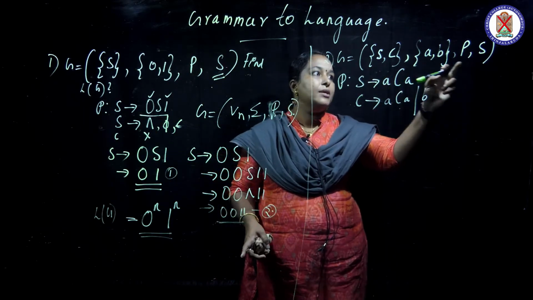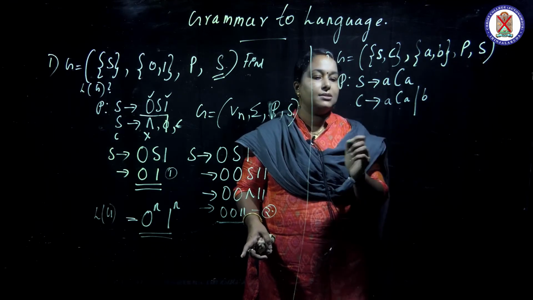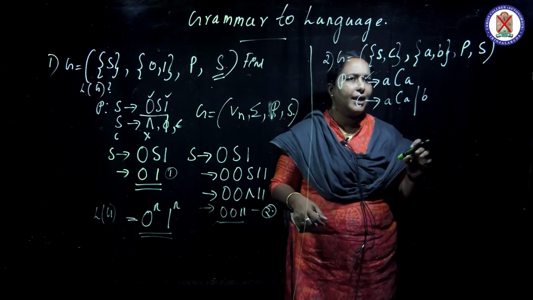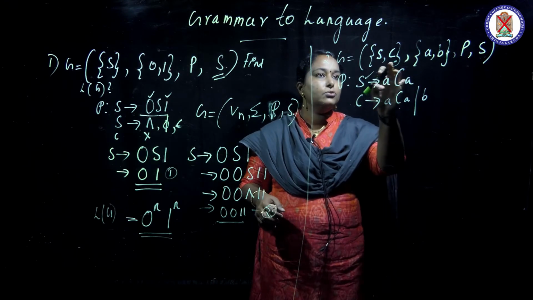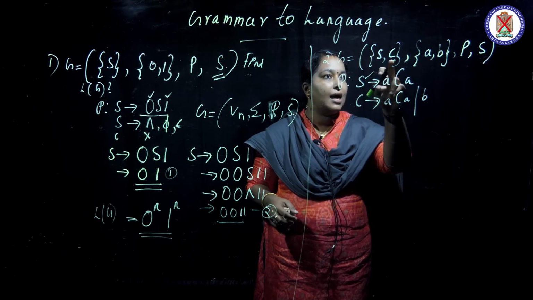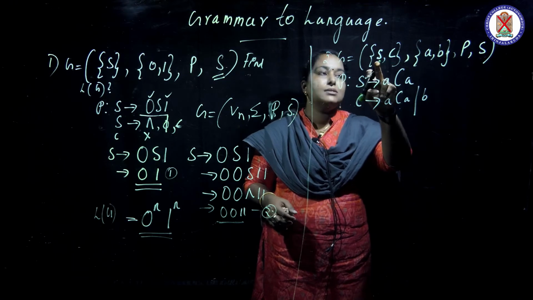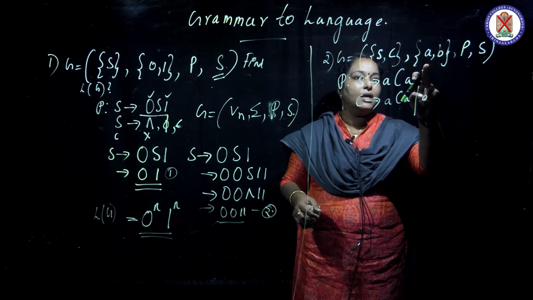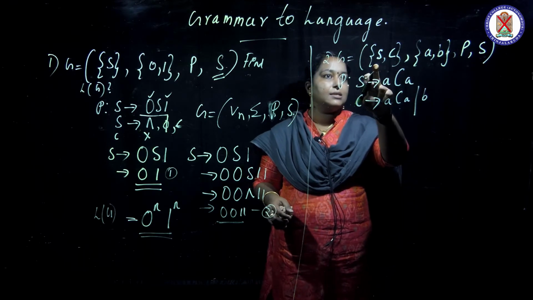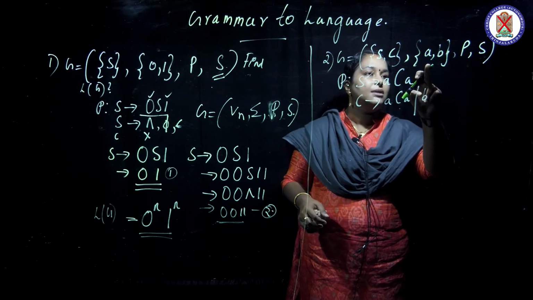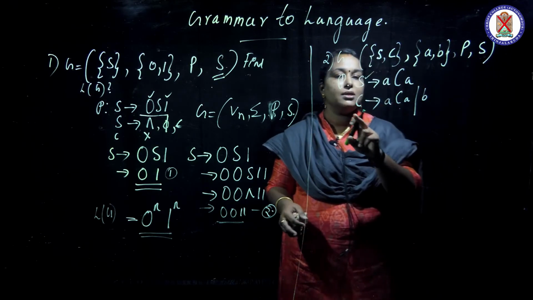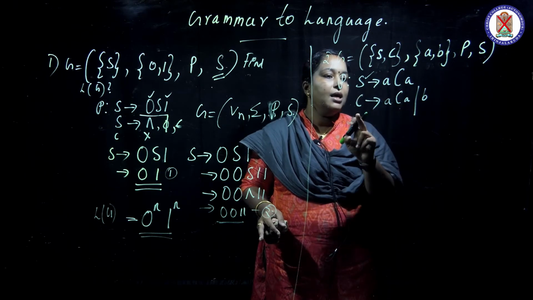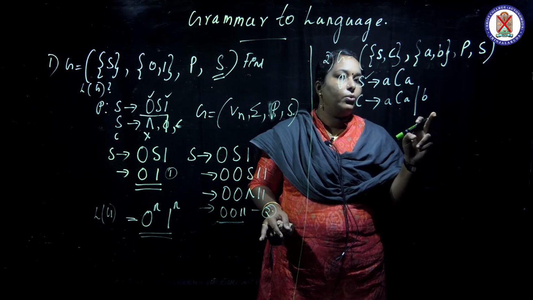Look here. The starting state is S. There are two non-terminal symbols here, S and C, but S is the starting state, and the terminal symbols are a, b. That is, the non-terminals are S, C, the terminal symbols are a, b, and the production is P. P is given by: S gives aCa, and C gives aCa or b.